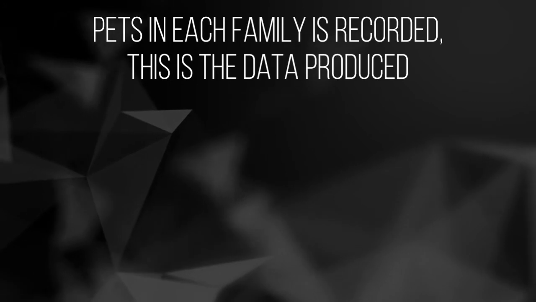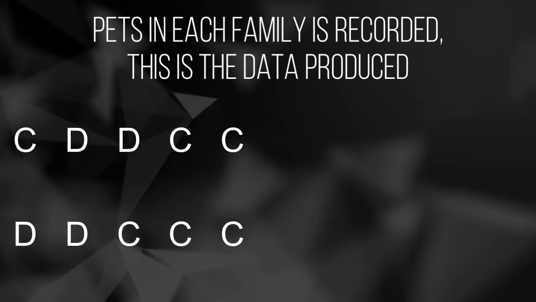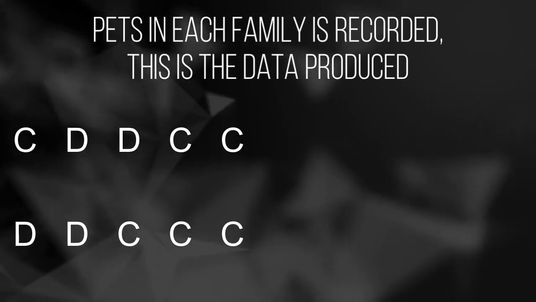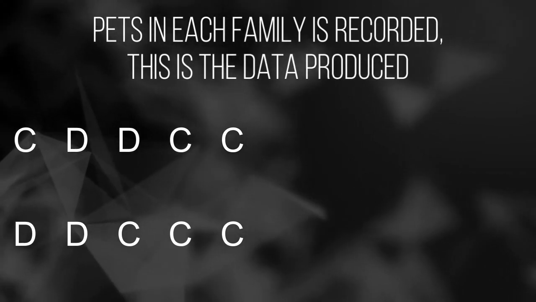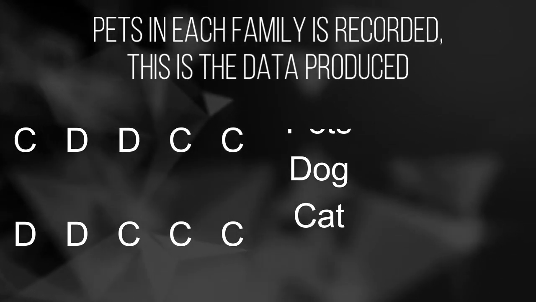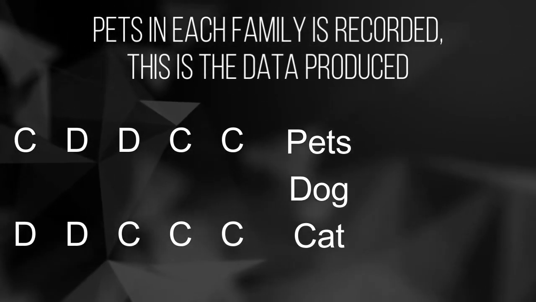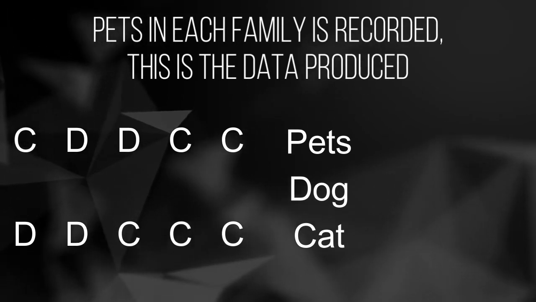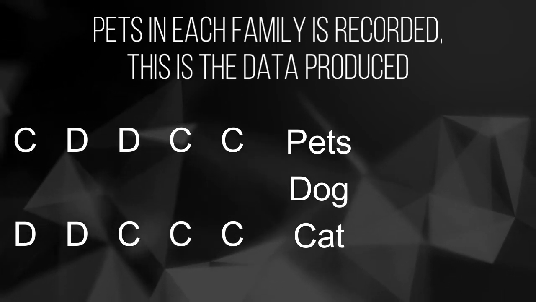Next, I will show you another example. In this example, 10 pets in each family is recorded. This is the data that is produced. It shows C, D, D, C, C, and D, D, C, C. C is the representation of cat, while D is the representation of dog. We will tally the amount or frequency of the pets.